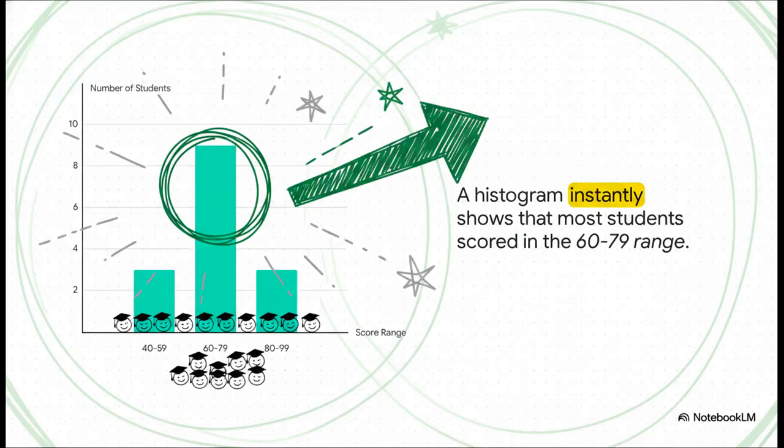And this is where the magic happens. Just look at this example. You can immediately see that the bar for the 60 to 79 score range is the tallest by far. A quick glance over to the left axis tells you that represents 9 students. Right away, with no math, we know that's where the vast majority of scores are clustered. That's an insight that just leaps right off the page.